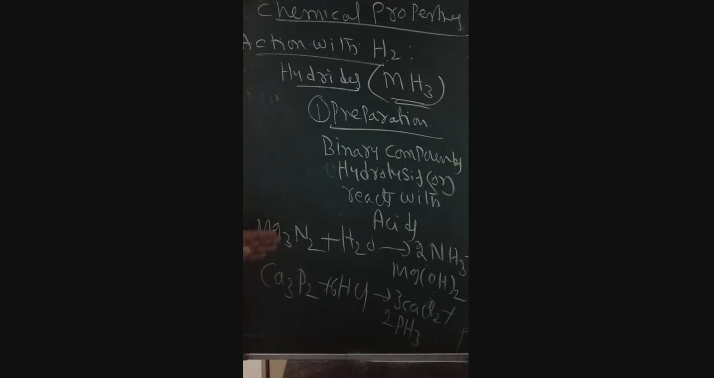You always take binary compounds like magnesium nitride, calcium phosphide, zinc arsenide, zinc antimonide, calcium bismuthide. They undergo hydrolysis or react with hydrochloric acid to form the corresponding hydrides. That is why, for preparation of hydrides, you use binary compounds that undergo hydrolysis or react with acids to form the hydrides. Okay children. These are the preparation methods of hydrides.